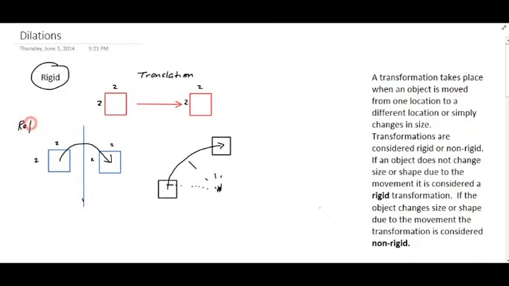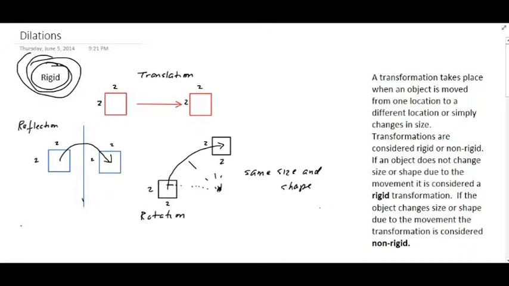Here I have three examples of a rigid transformation, meaning the pre-image and the image will remain the same size. The movement will not change the size or shape of the pre-image once it becomes the image. So we have a translation, which means to slide, a reflection, which means to flip, and a rotation, which means to turn. These are three examples of a rigid transformation.